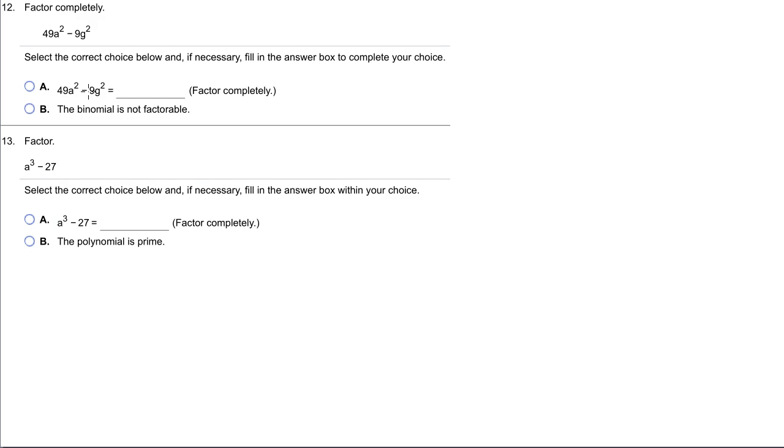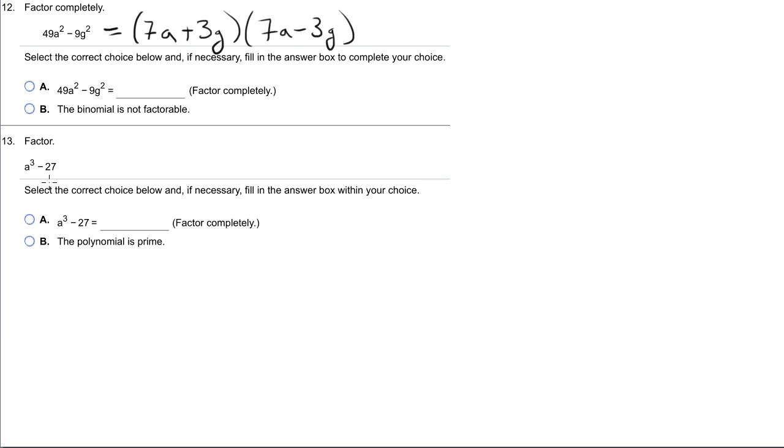Let's factor this difference of squares completely. We're going to take the square root of 49a squared, so that's 7a. And we're going to take the square root of 9g squared, so that's 3g. So we get 7a plus 3g times 7a minus 3g. Look at that. It's all good and factored.